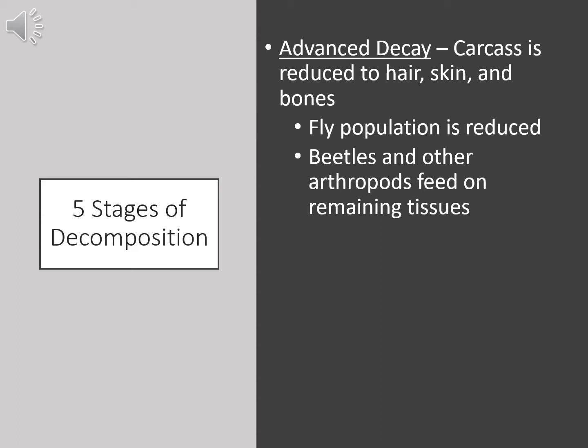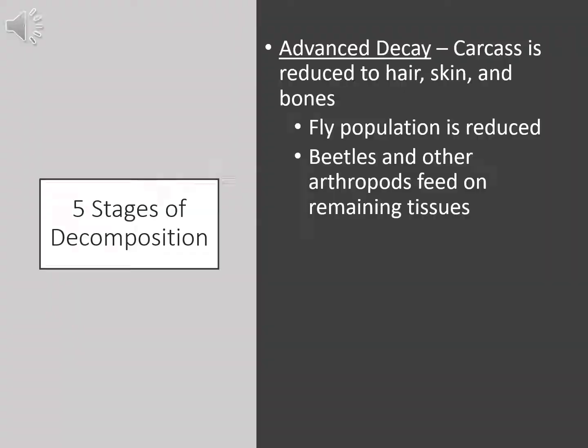The next of our stages of decomposition is advanced decay, and at this stage, the body is now just reduced to hair, skin, and bones, so very much a shell of the former human. We have a fly population that's been reduced because there's relatively little for the flies to feed on, but what we will often find at this stage is other arthropods like beetles come and feed on the remaining tissues, or predator arthropods that feed on flies or beetles that are already at the body show up around this stage. So this is the point where the flies have done most of what they can do, and now they're leaving or being eaten by other arthropods that are feeding on the remaining tissues and the other insects present.